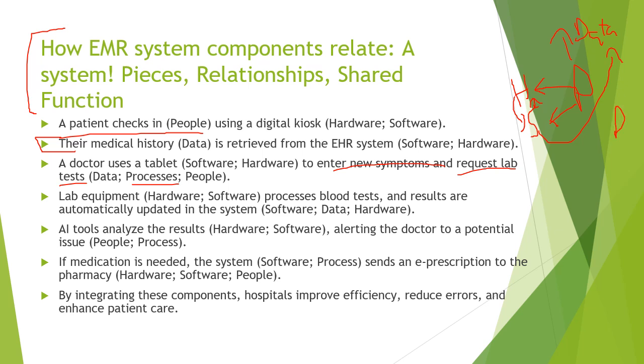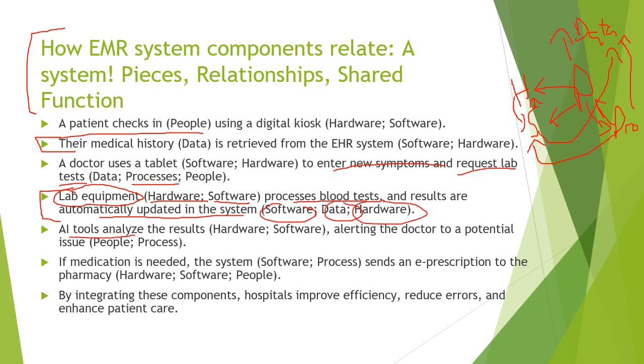So the processes basically govern how the data is distributed. They interact with the software as well and with the people. The people are affected by the processes. You also have different lab equipment, the hardware and software for the different labs, the physical stuff and the digital stuff. They process blood tests. Results are automatically updated. So this affects software, data, and hardware.